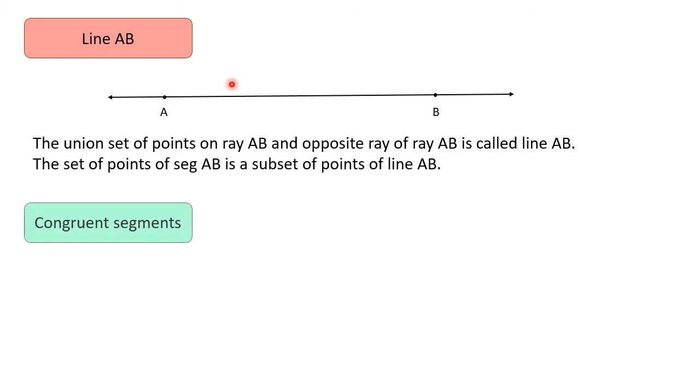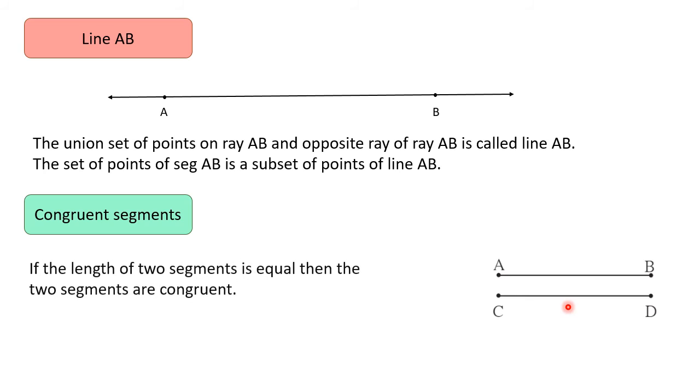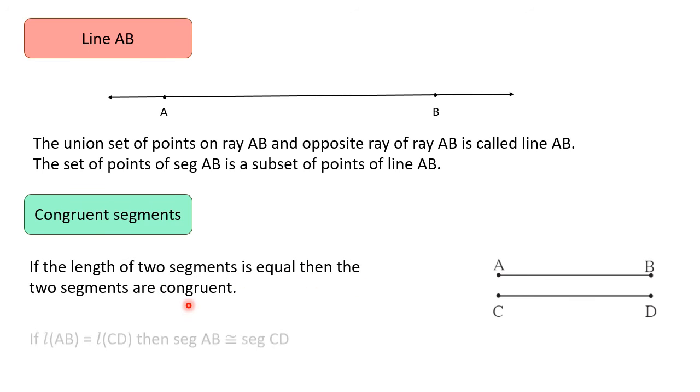Now let us learn the next part. What are congruent segments? Let us learn that. So you can see in this diagram which has appeared on the screen, if segment AB is exactly equal to segment CD, then they are called congruent segments. What do you mean by equal? That means both the lengths are equal. If AB is 5 cm, CD is also 5 cm. Okay, if the length of two segments is equal, then the two segments are congruent.